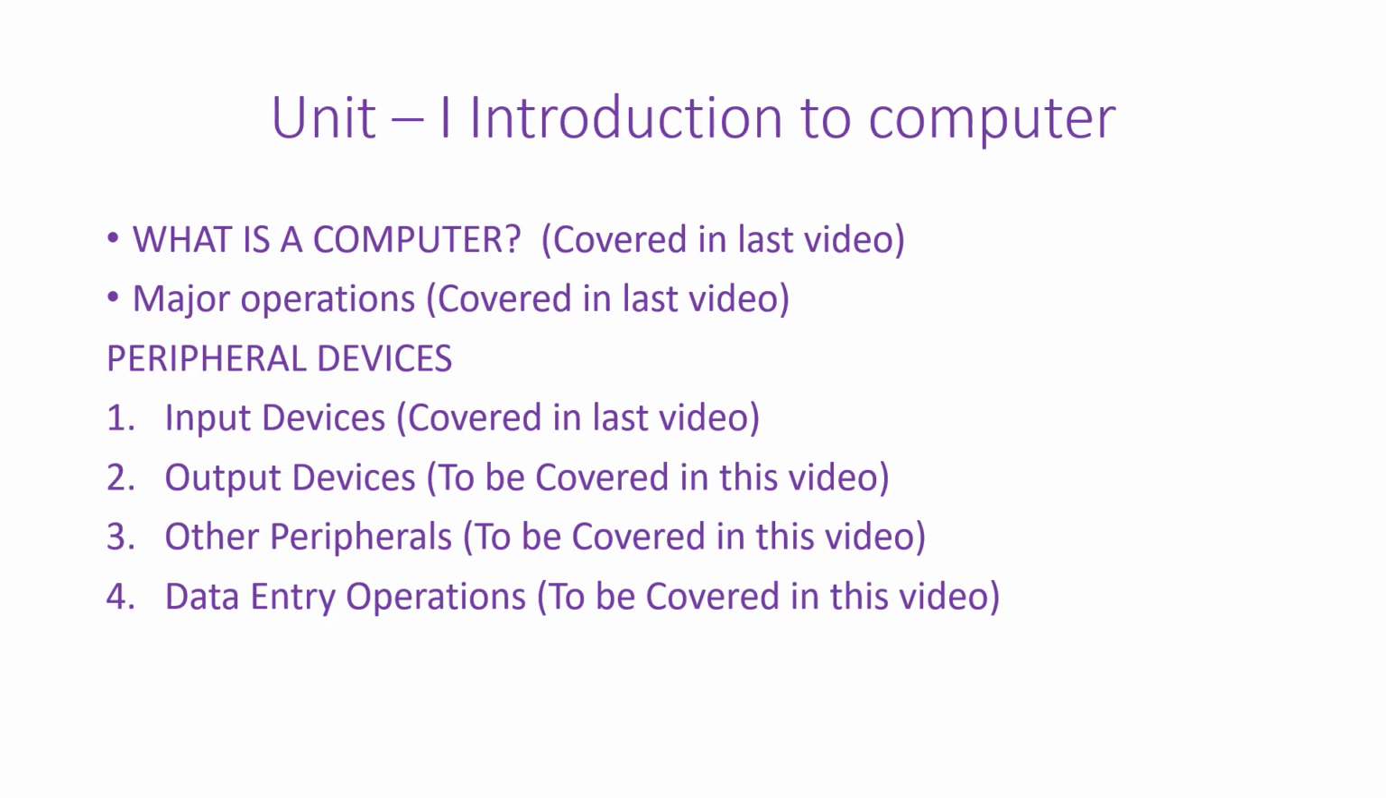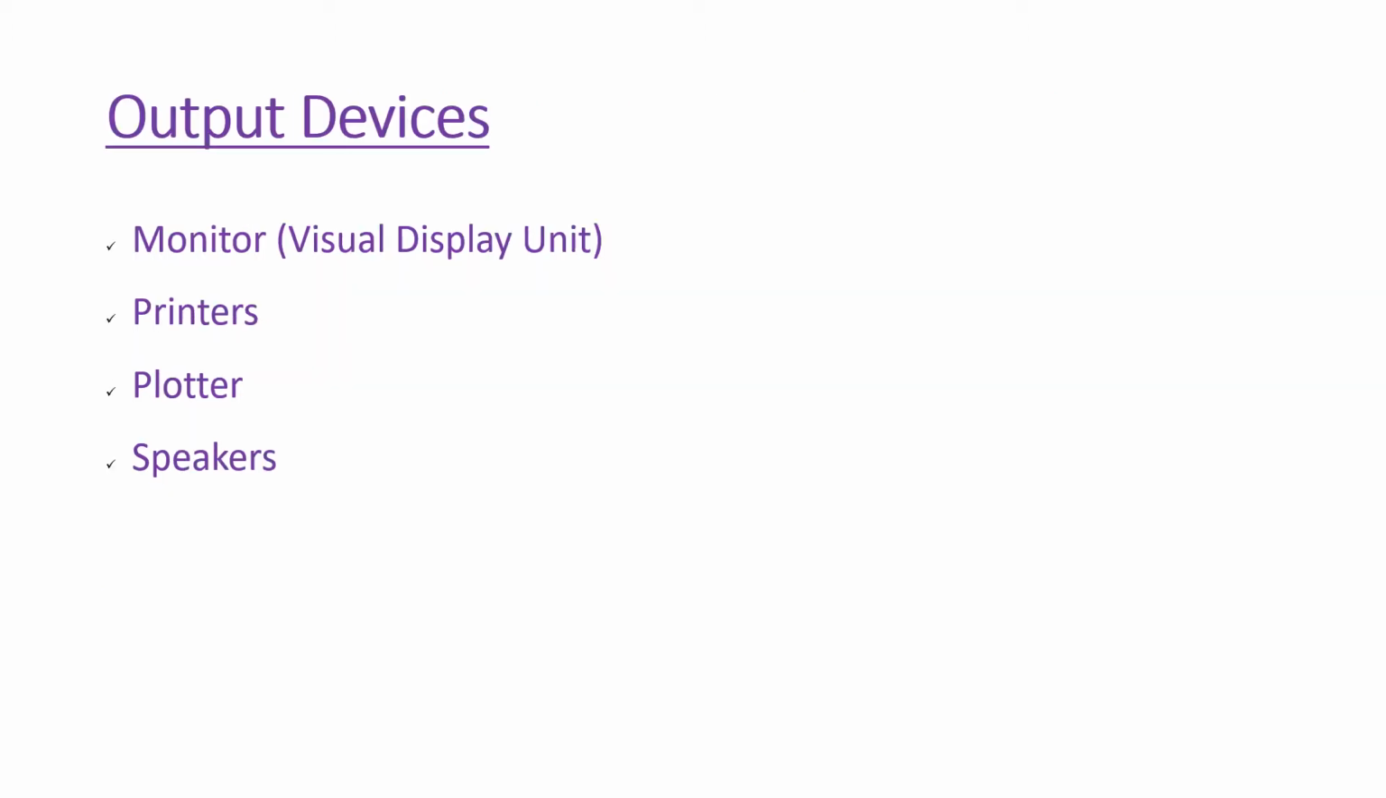Let us start with output devices. There are four main types of output devices, that is monitor, printer, plotter, and speaker. Let us start with monitor.